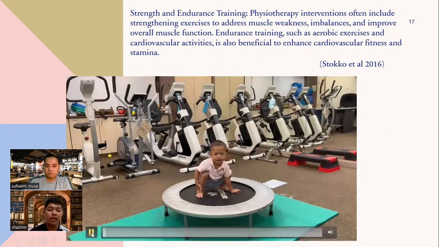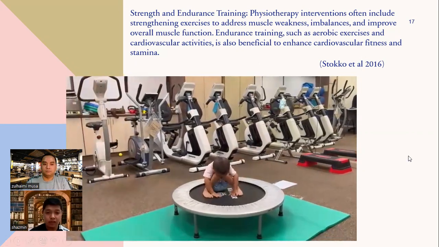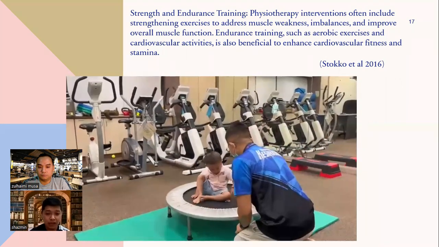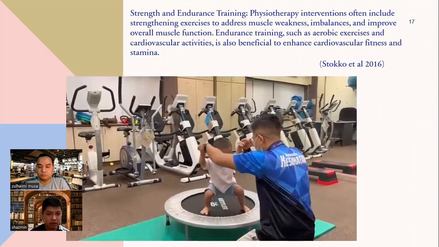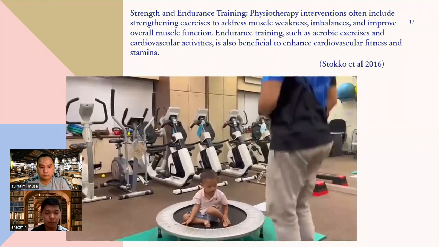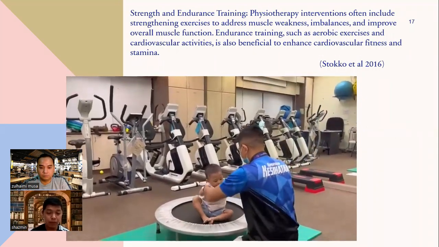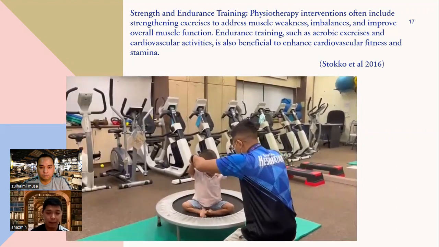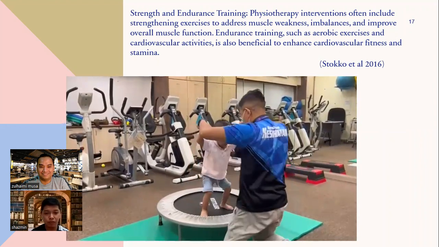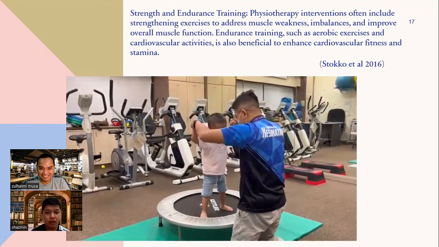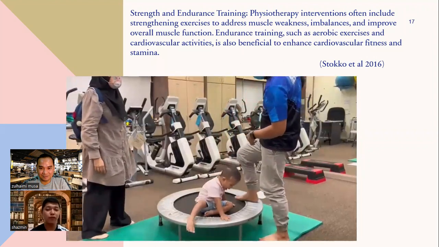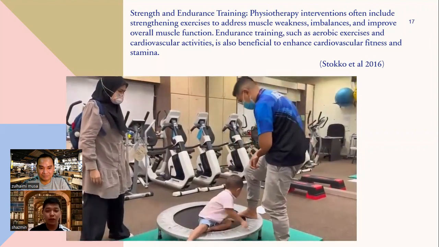So we try to increase his balance and coordination, and we put him on the trampoline. But he refused to stand on the trampoline. Maybe the patient felt the trampoline was not stable enough for him to stand. He tried to stand with support, but just for a few seconds. Then he sat again.